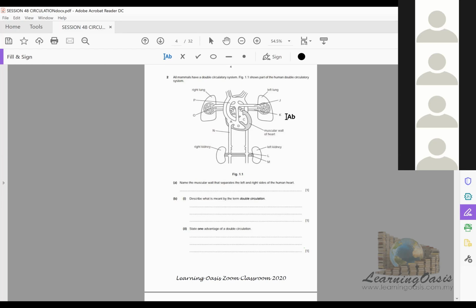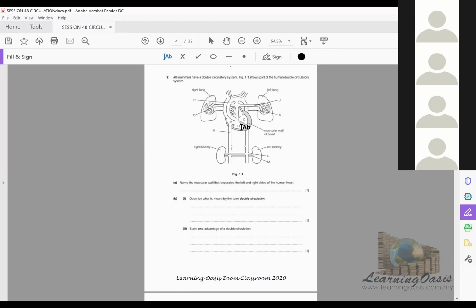Pulmonary vein. Yes, good. K is pulmonary vein. J is pulmonary artery, because here, blood comes from the vena cava. So N is vena cava. Look here, Mira. N is vena cava. It goes into A. A is your right atrium.